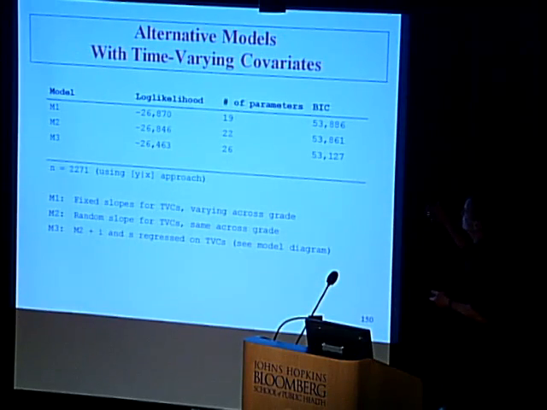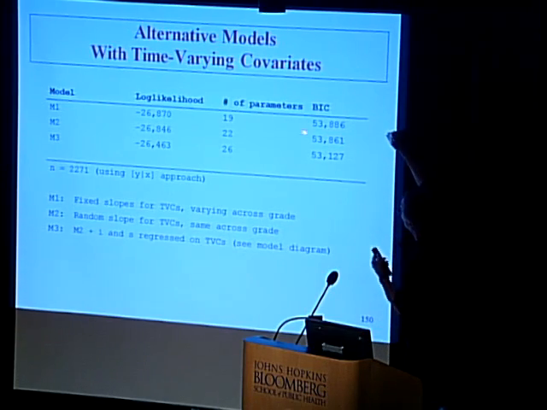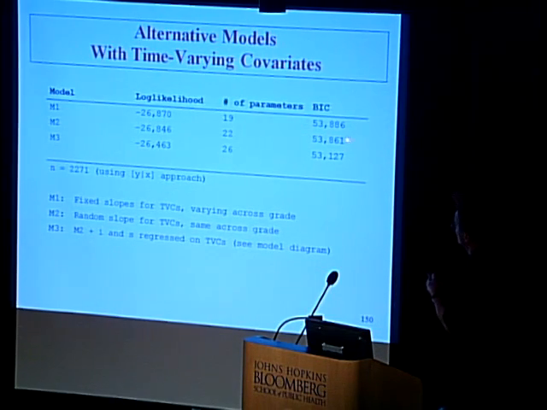So BIC will positively value high likelihoods, but negatively value a lot of parameters. BIC likes parsimony. So counterweighting those two things, weighting those two things against each other, you pick the BIC with the lowest value. This BIC is lower than that BIC. So you would choose M2 over M1 in this case.